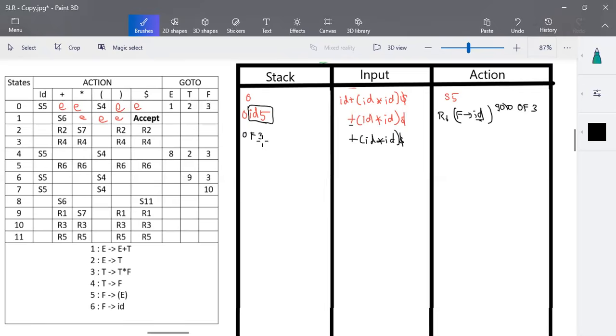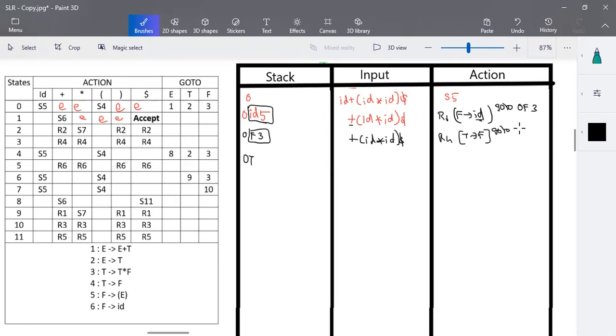The next possible transition is 3 comma plus. In the table, you have to check what is there in 3 comma plus. It consists of R4. R4 means reduce with production number 4. What is the fourth production? It is T tends to F. Until this handle F occurs, we have to pop the elements of the stack. So this F and 3 will be popped out, and instead we'll push T into the stack. Each and every reduce operation is followed by a goto operation performed between the last two elements in the stack.